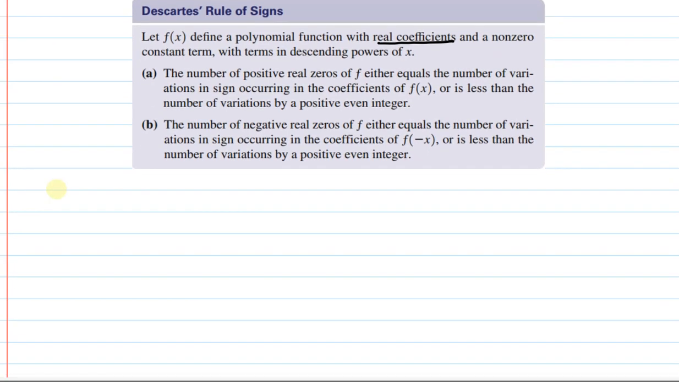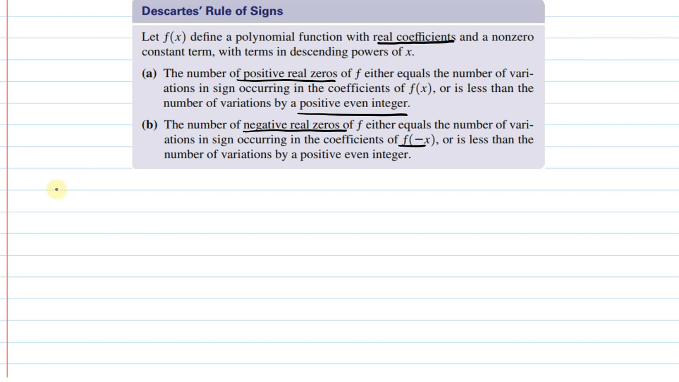The number of positive real zeros of the function is equal to the number of variations in sign in the coefficients of f of x, or is less than that by a positive even integer. And then this is the number of positive real zeros. The number of negative real zeros, we look at the variations in sign of f of negative x. It's either that, whatever the variation in sign is for f of negative x, or less than that by a positive even integer. Both of these.